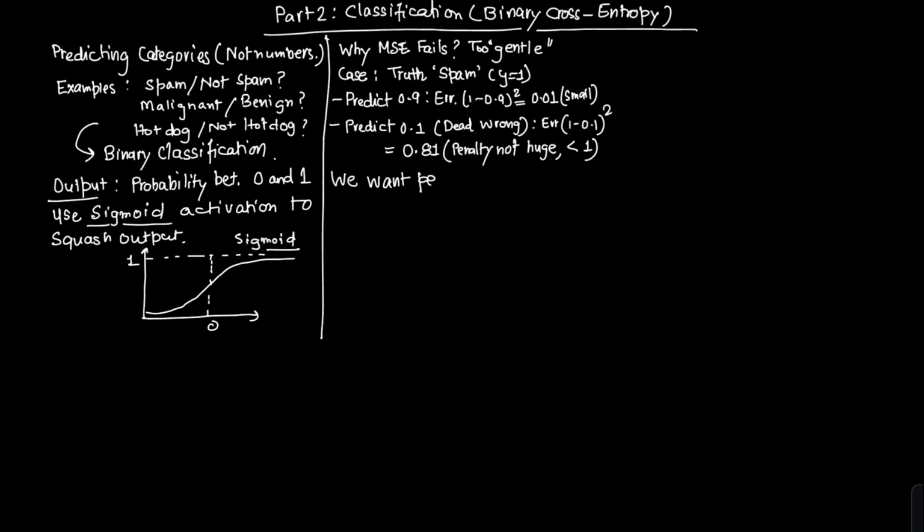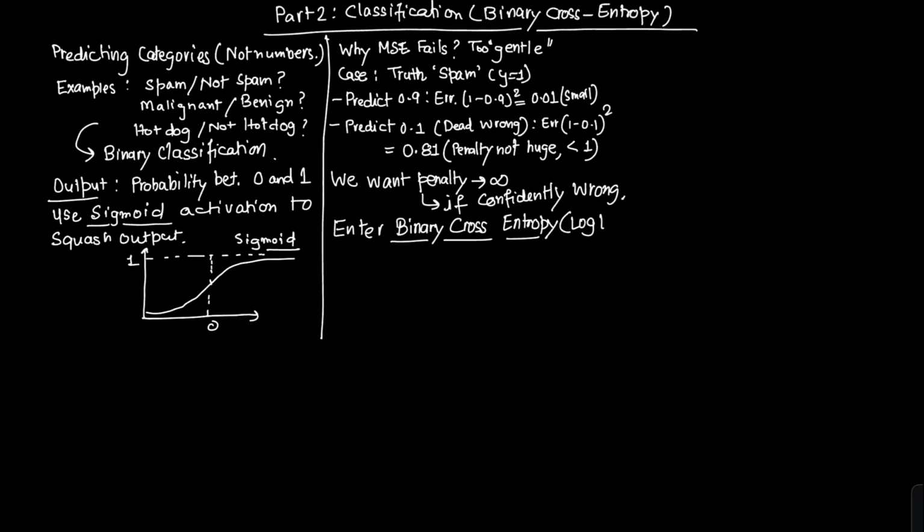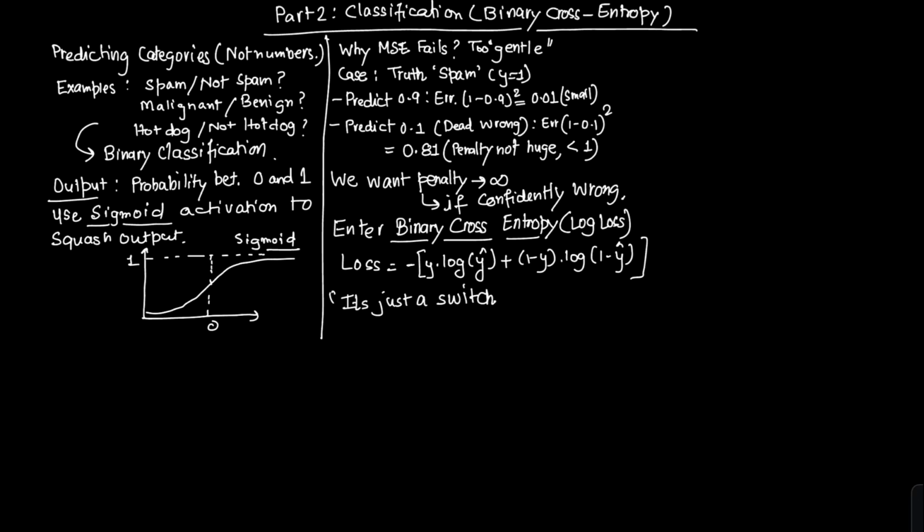We want a penalty that goes to infinity if the model is confidently wrong. We use binary cross entropy, or BCE, also known as log loss. So the loss is equal to the negative of the expression y times log y hat plus (1 minus y) multiplied by log of (1 minus y hat). I know that looks scary, but let's decode it. It's actually just a switch. Since y can only be 0 or 1, one half of the equation always disappears.